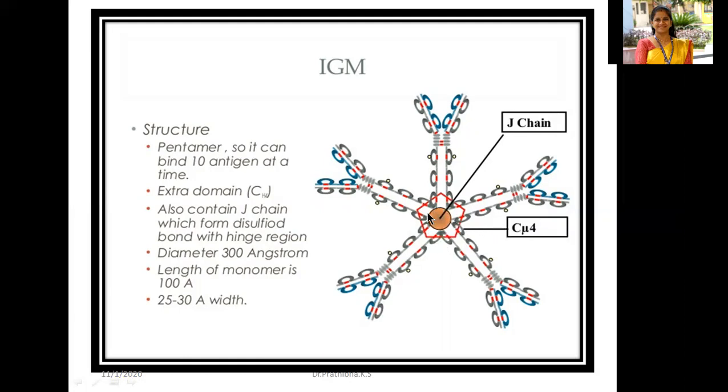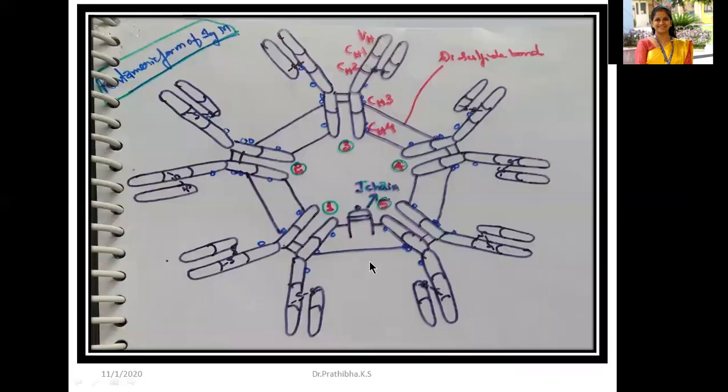And in the center, you can see the J chain, which is going to hold or stabilize all the 5 immunoglobulins. You can see the J chain, right, which forms a disulfide bond with the hinge region. Okay, diameter of 300 angstrom, length of monomer is 100 angstrom, and 25 to 30 angstrom width can be seen. Okay, you can draw this type of structural representation of the pentameric form of IgM.